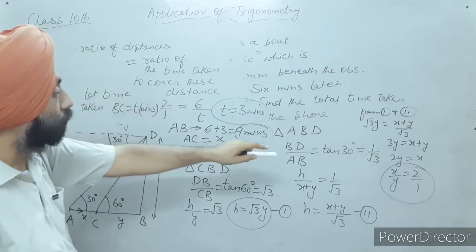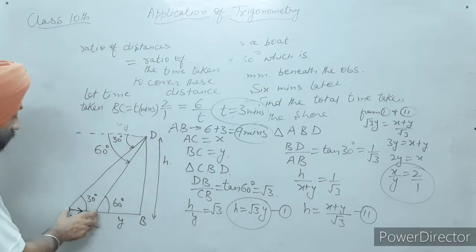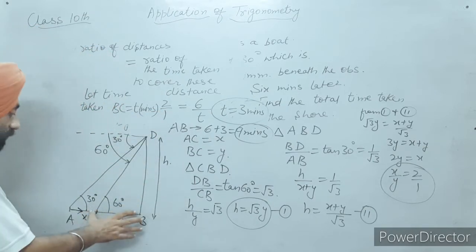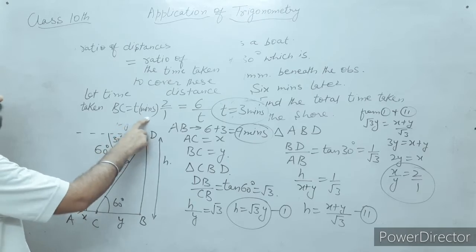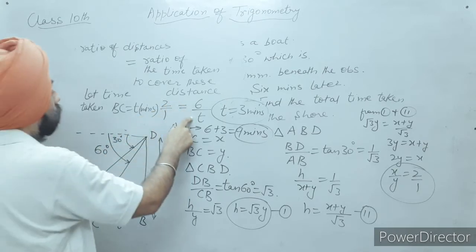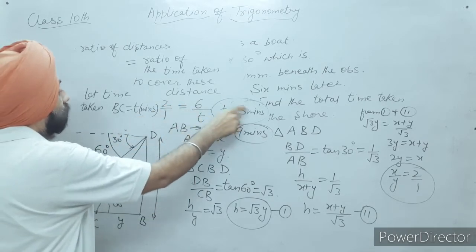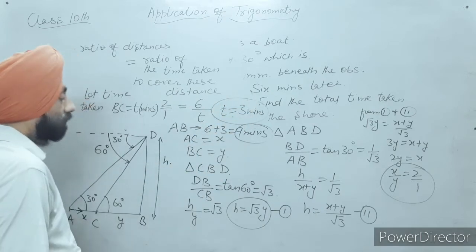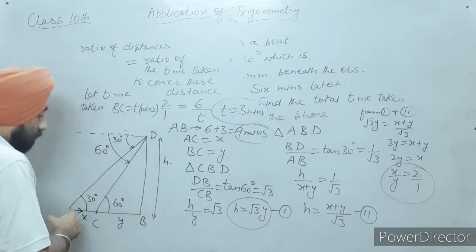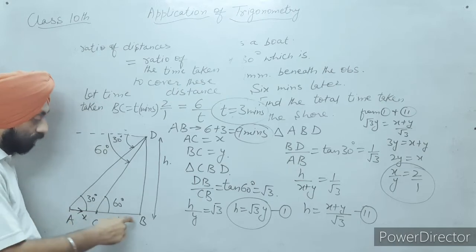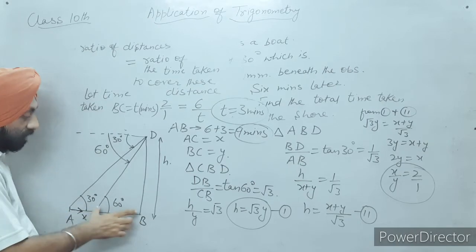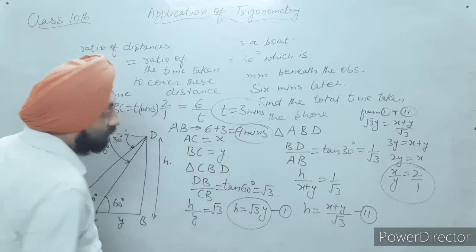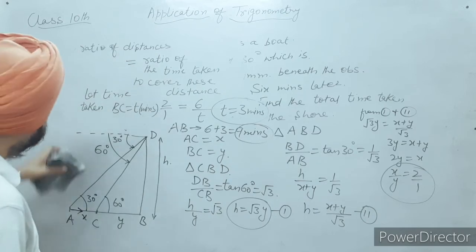Now the ratio of the distances must be equal to the ratio of the time taken to cover those distances. That is 2:1 equals to, this distance was covered in 6. Let this distance be covered in t minutes. So 6 upon t. Just calculate this, I get t equals 3 minutes. The total time taken for the boat to reach from A to B is 6 plus 3, that is 9 minutes.